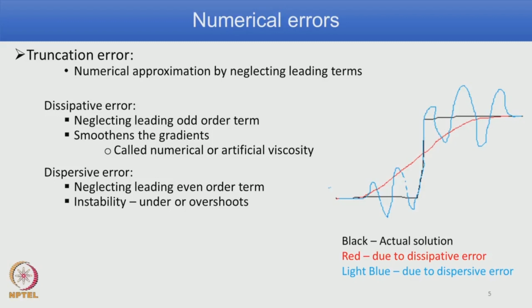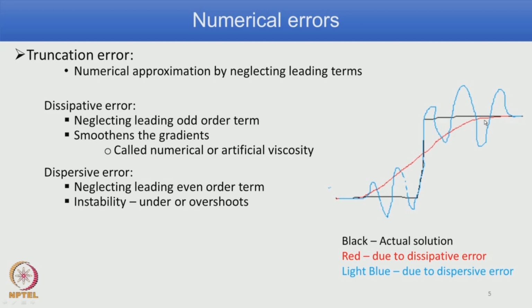Then if you have solved that equation with a leading neglected term of odd order, we mentioned it is a dissipative error, and you get a solution which is represented by the red line here. You see it has smooth ends, and you are not able to get the peak here. It connects very smoothly without any problem.